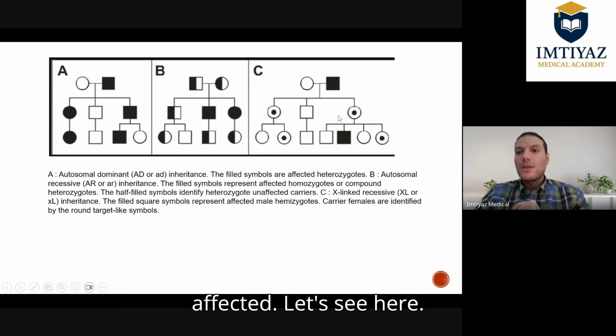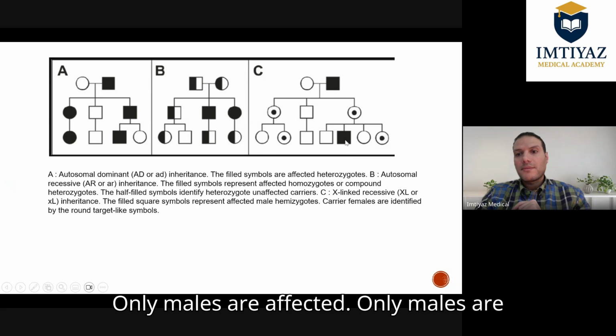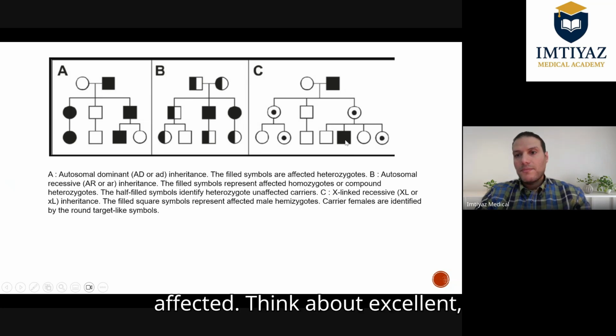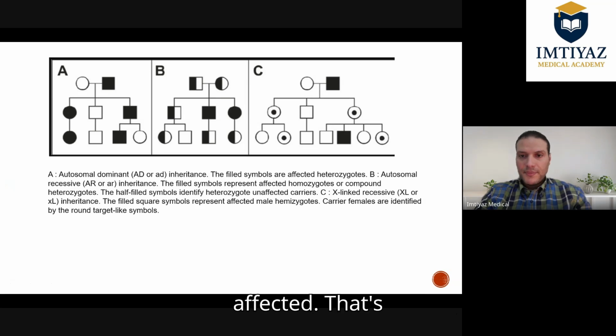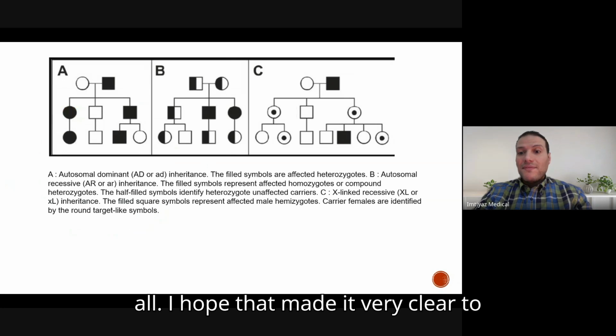Let's see here, only males are affected. Think about X-linked recessive. Okay, males are only affected. That's all. I hope that made it very clear to you.